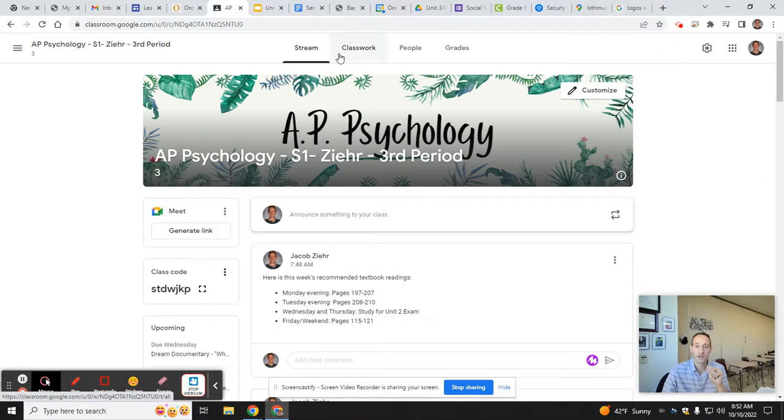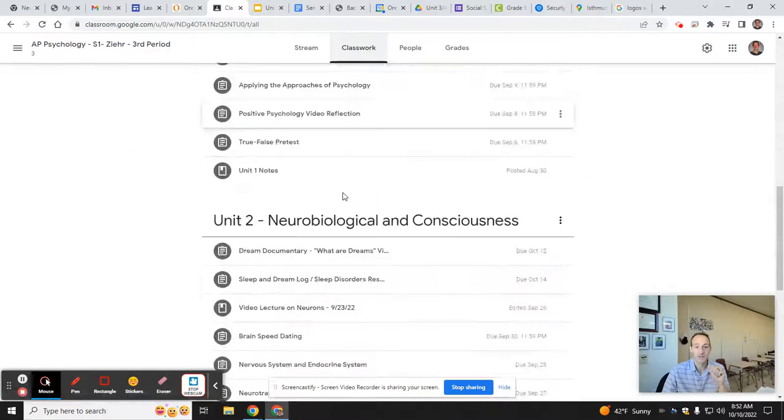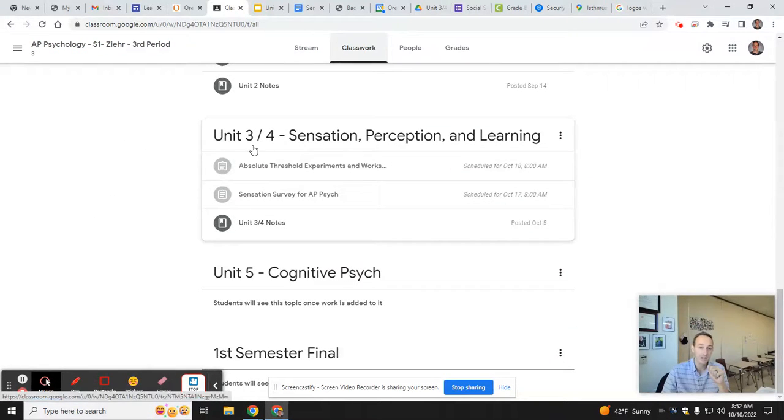So if you want to follow along on your own Chromebook, you are welcome to do so. If you open up the classwork tab and scroll down, we are now into Unit 3. You'll see here it says Unit 3/4. That's because I'm combining sensation and perception along with learning.